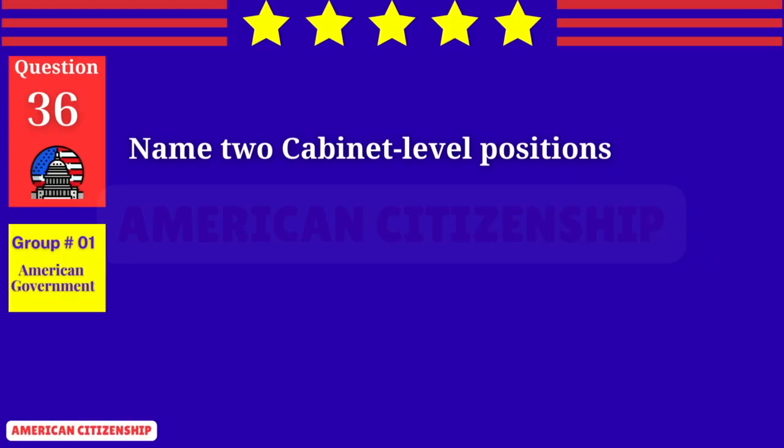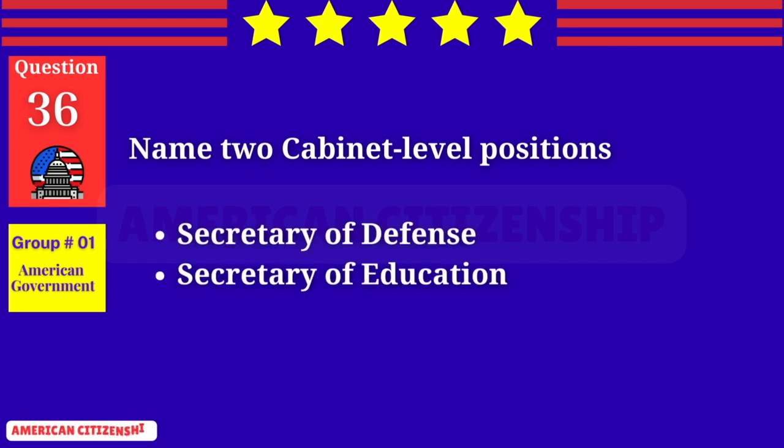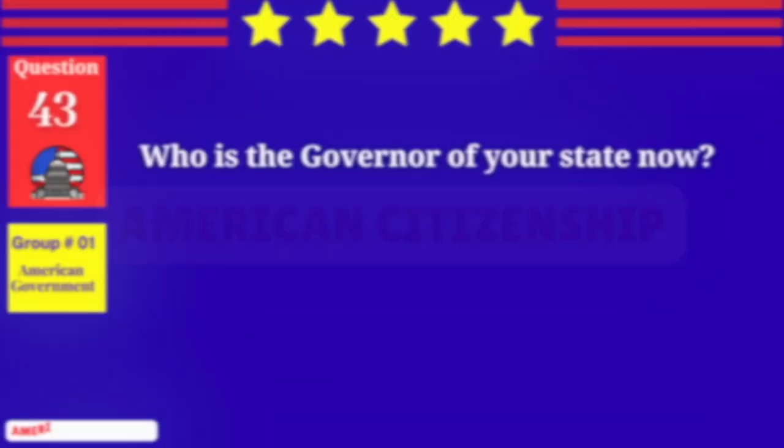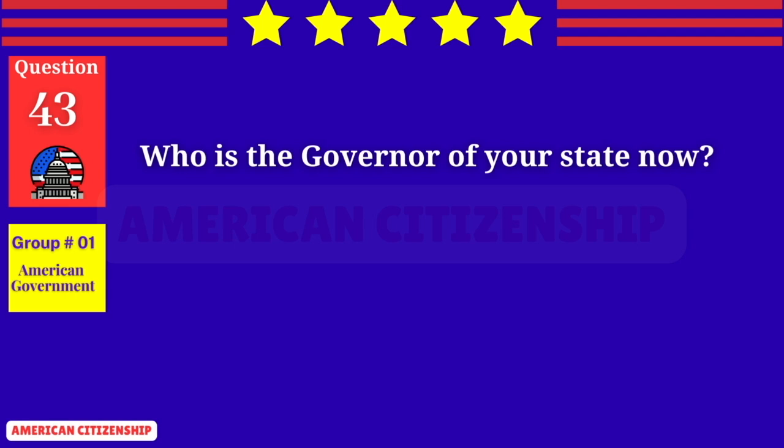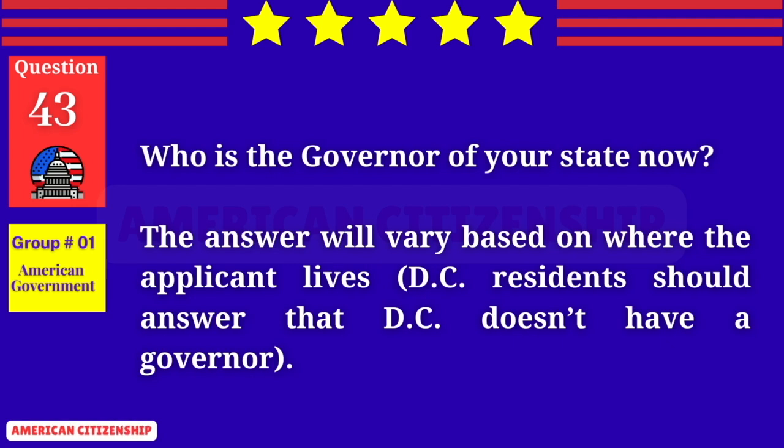Name two cabinet-level positions. Secretary of Defense. Secretary of Education. Who is the governor of your state now? The answer will vary based on where the applicant lives. DC residents should answer that DC doesn't have a governor.